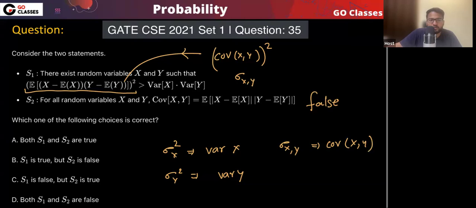How do we write the correlation? What is the notation of correlation? Something like this: rho xy. This is the correlation between x and y. Is this fine to everyone?